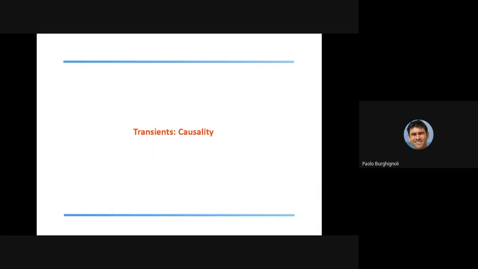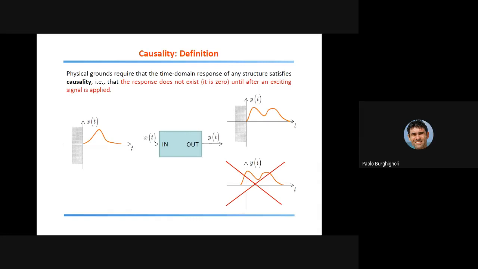Okay, let us see some basic facts about transients, starting with perhaps the most basic thing that we need to take into account, that is the so-called causality. Causality is simply expressed by noting that physical grounds require that the time domain response of any physical structure cannot exist, so it must be zero until after an exciting signal is applied. That is, any physical system cannot react before you apply some signal to excite it.